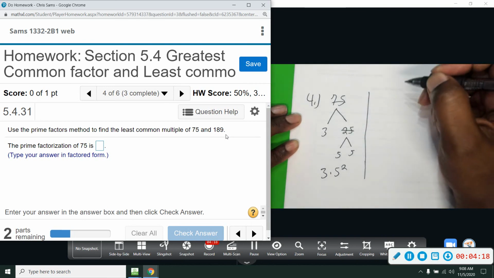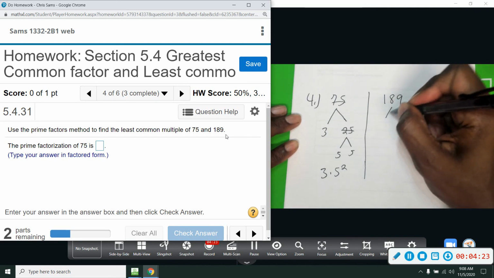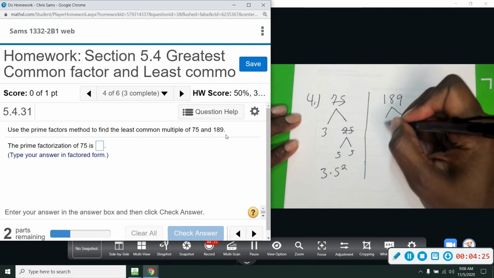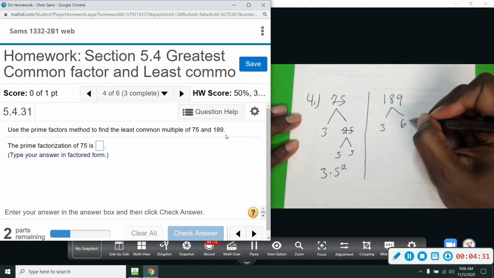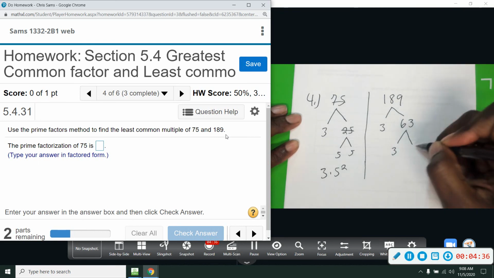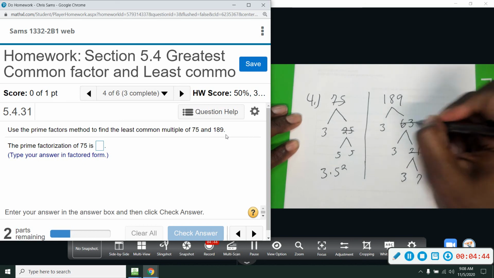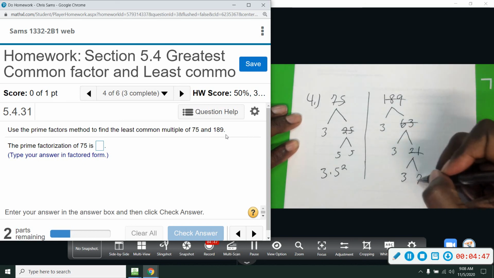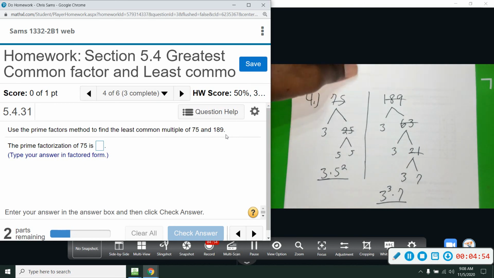All right, and then the other number was 189. So I can see that this is divisible by 3. I think I saw this number before. 3 goes into 18 6 times, into 9 3 times. We can divide by 3 again. It goes into 6 twice and 3 once. And then 3 times 7. Okay, so 3 cubed times 7. 3 to the 3rd times 7. So there are two prime factorizations.